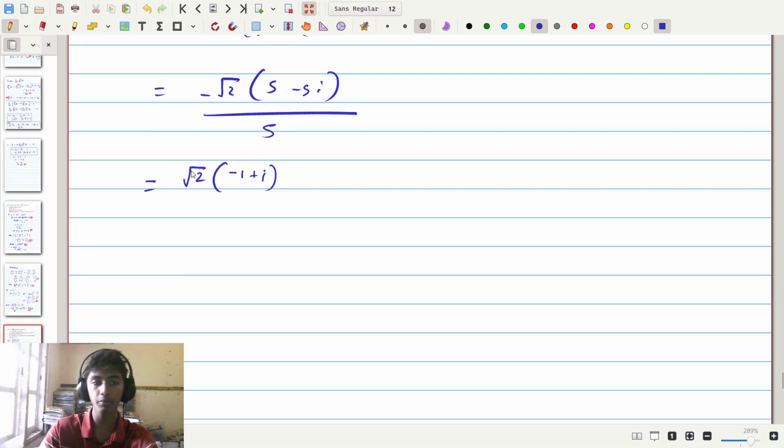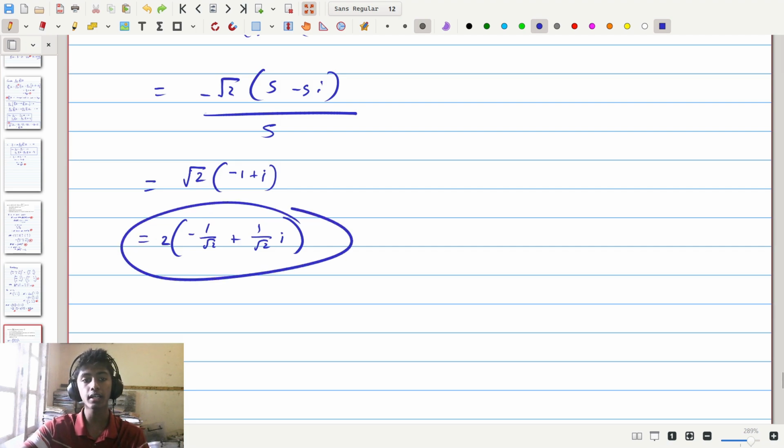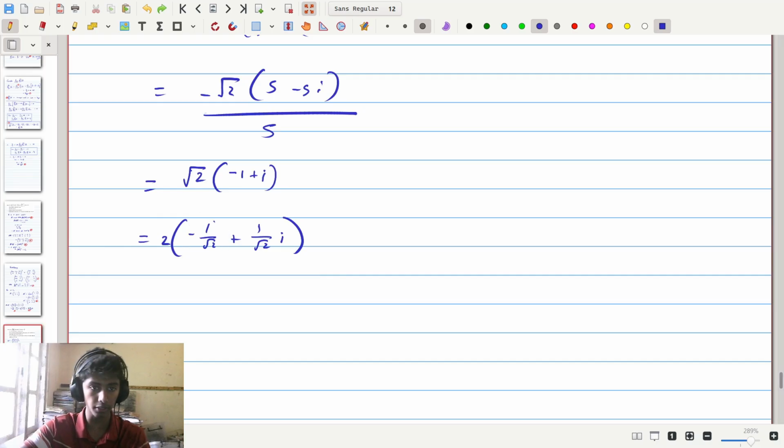Now finally, what I'm going to do is multiply the top and the bottom by the square root of 2 in order to get 2 times negative 1 over square root of 2 plus 1 over square root of 2 i. The reason I'm going to do this is that now we can convert this into an angular form. We can convert this into a cosine of a certain value, and a sine of a certain value times i, which is the standard form for a complex number. And that will give us that this right here is going to be the modulus of that complex number.